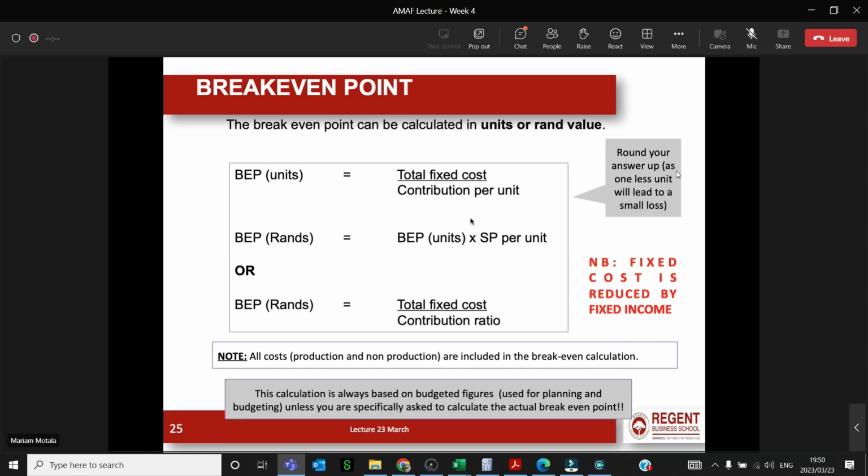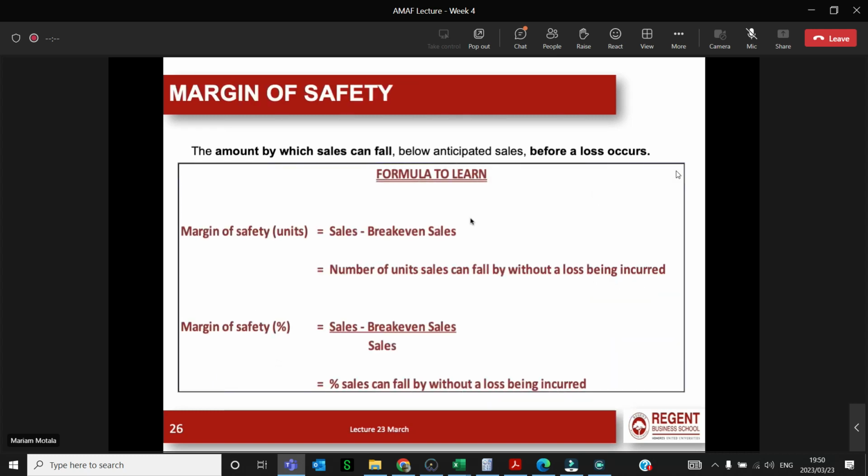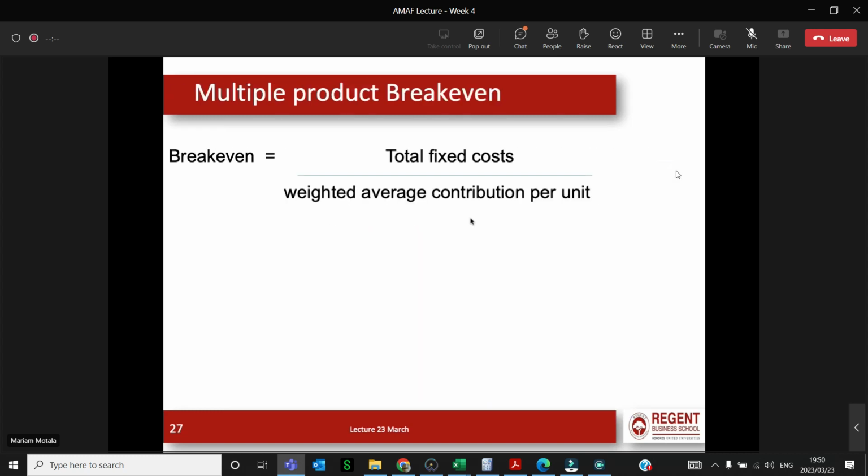Okay. And always round up your answers, because with break-even, remember, one less unit, if you round down, you are going to fall short in recouping your fixed costs. I'm not going to go through too much of this because I think you are familiar with this from undergraduate.